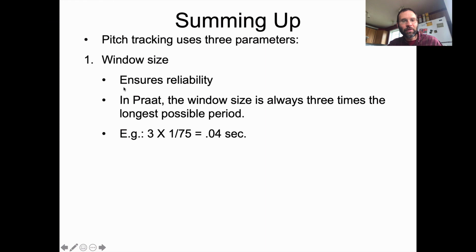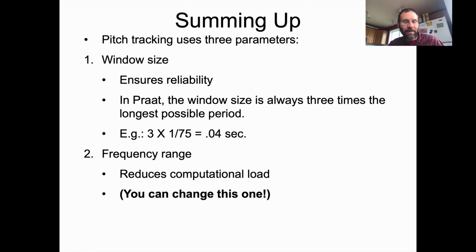So the idea here with window size, you want to make it long enough so you're getting a reliable pattern throughout the window, ideally. And so 3 times the longest possible period is what that buys you. Frequency range, in theory, in the old days, if you minimize frequency range, it would reduce computational load. You at least don't want to have it going from like 0 to infinity. You have to have a reasonable range somewhere, so your computer's not just counting numbers forever. And you can change this one to help fix problems like pitch halving or what have you.